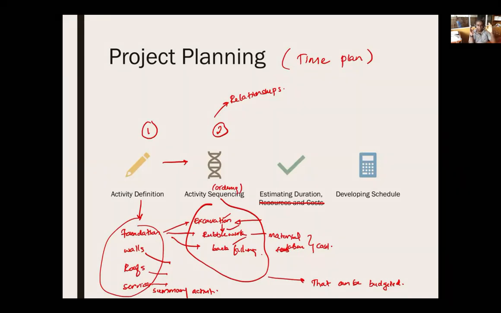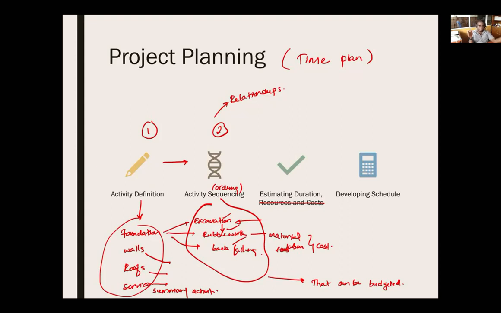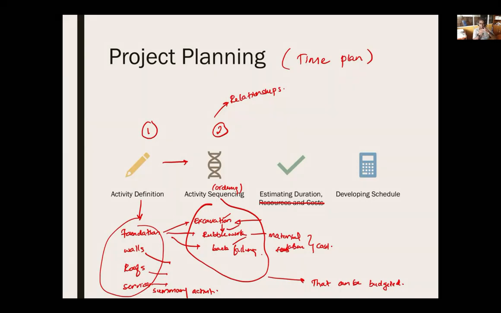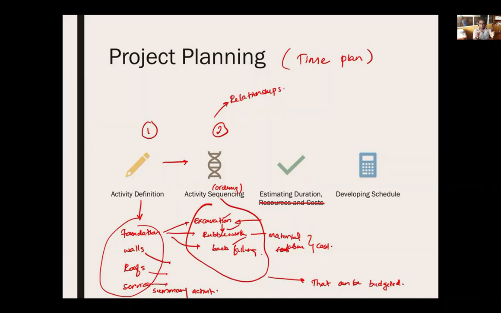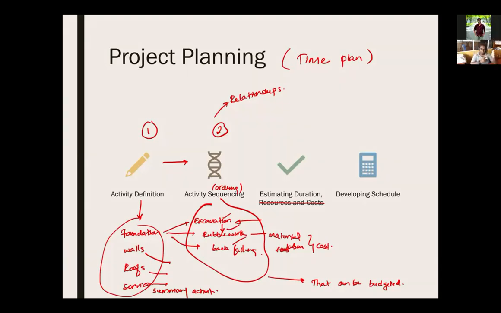We can't do all the activities together. Some activities have to be finished in order to do other activities. Right? However, whatever the amount that we have, we can't construct a house in one day. Typical house, brick house. Because we have to have a sequence.